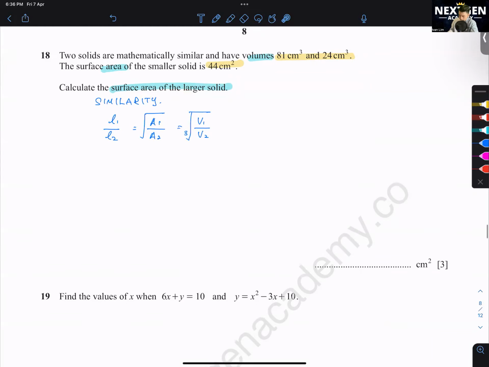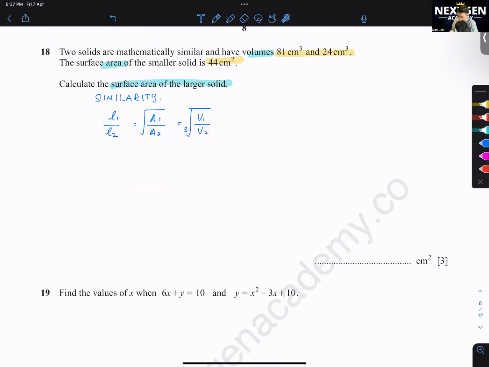Okay, so what do we want to find? We want to find the large area, right? So I'm going to put large over small. Okay, I got the large one, I got the small one. Okay, so I'm going to put it like this: square root of area of large over area of small equals cube root of volume of large over volume of small. Okay, which one is large, which one is small? Large, so we just fill in the blanks.